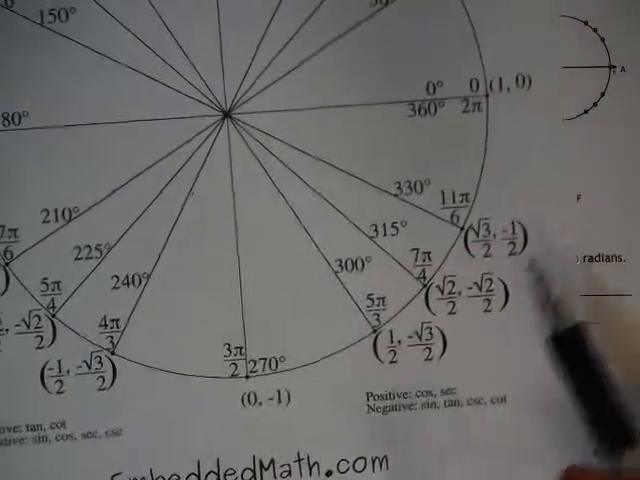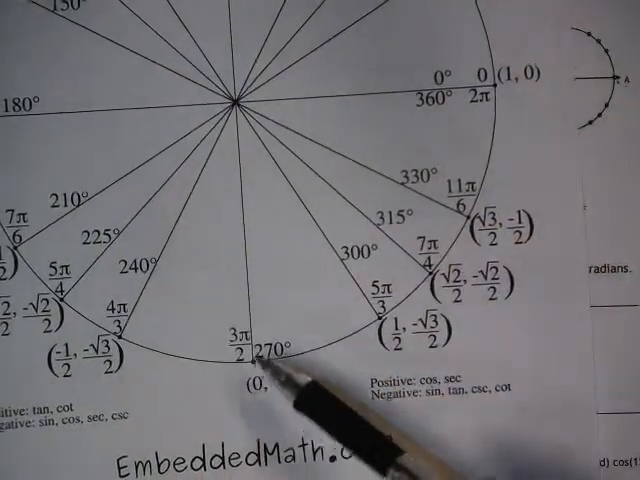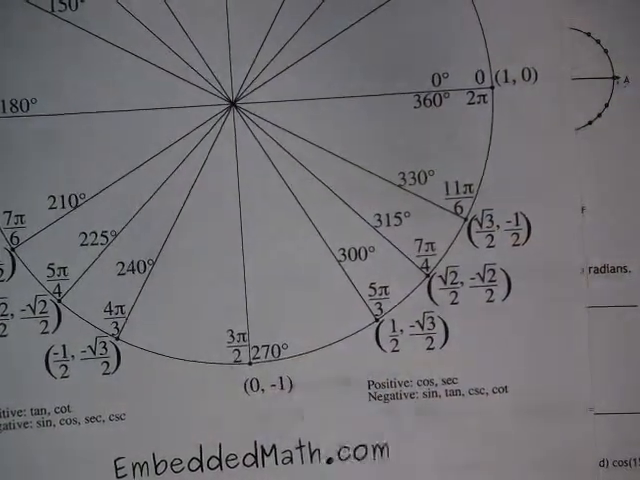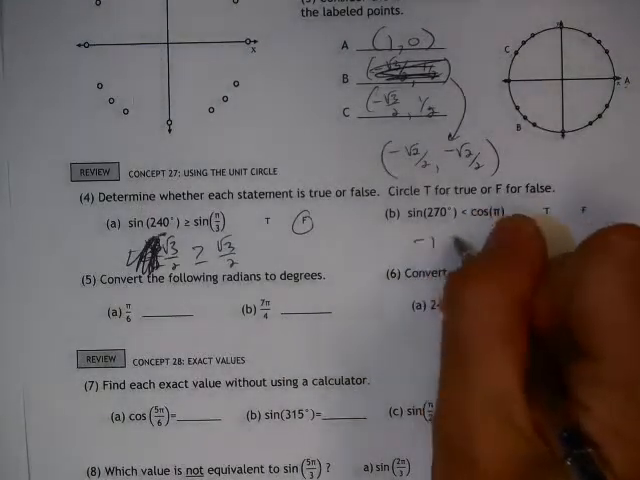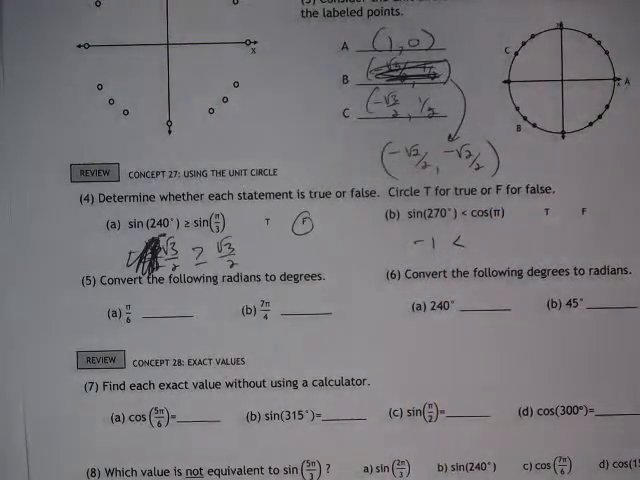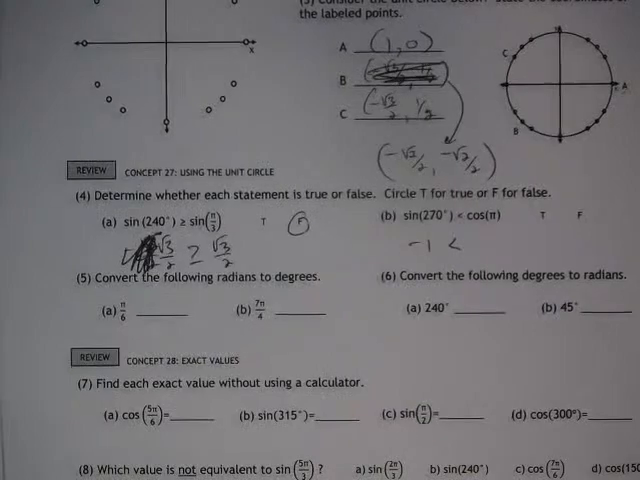For part B, now we're asked for the sine of 270 compared to the cosine of pi. So the sine of 270, there's 270. Our y value is -1, so the sine of 270 is -1. And notice I'm not using the calculator for this at all. I'm just using the unit circle.